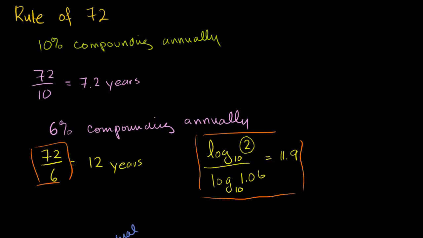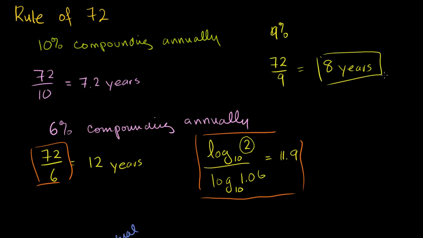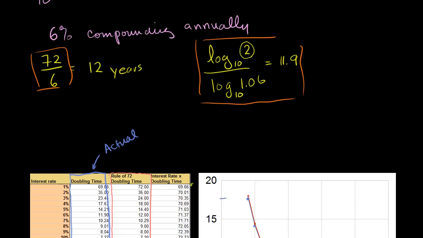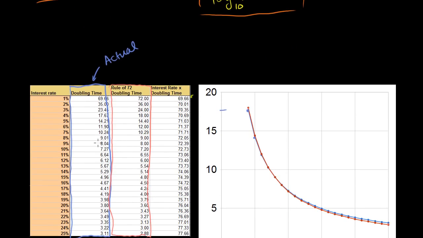Let's do one more just for fun. Let's say I have a 9% annual compounding. How long does it take for me to double my money? Well, 72 divided by 9 is equal to 8 years. It'll take me 8 years to double my money. And the actual answer, if this is the approximate answer using the rule of 72, the actual answer at 9% is 8.04 years. So once again, in our head, we were able to do a very, very good approximation.